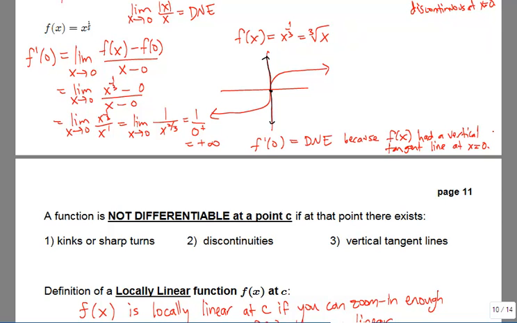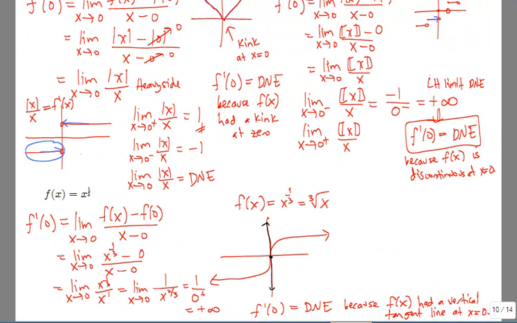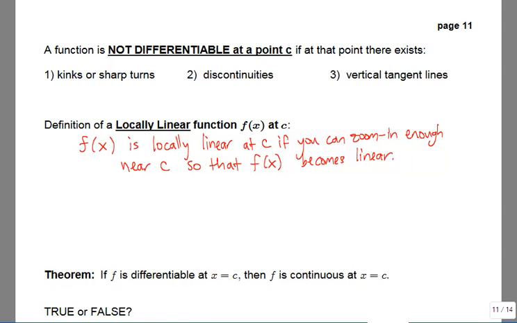So what I'm trying to give you in these three examples are three things to look for. It's tedious and messy to have to compute these limit definitions of the derivatives. So if you can just look at a graph and know that it has a kink, or it has a discontinuity, or it has a vertical tangent line, then you'll know right off the bat that the derivative is DNE. And you won't have to go through all this work of trying to calculate it. So that's what this summary is on the next page.